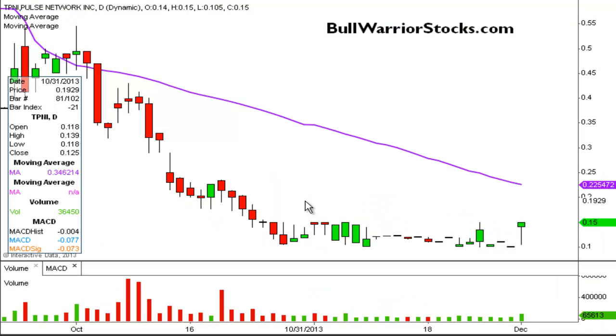So what I want to do with this chart is first just approach it from an overall view, then zoom back in, and then we're going to go back to the overall view, and you'll see why we're going to need to do that. But first, let's just talk about this overall view.